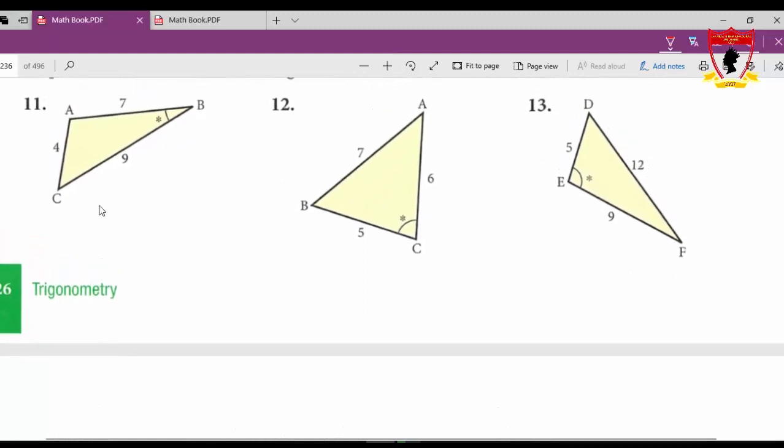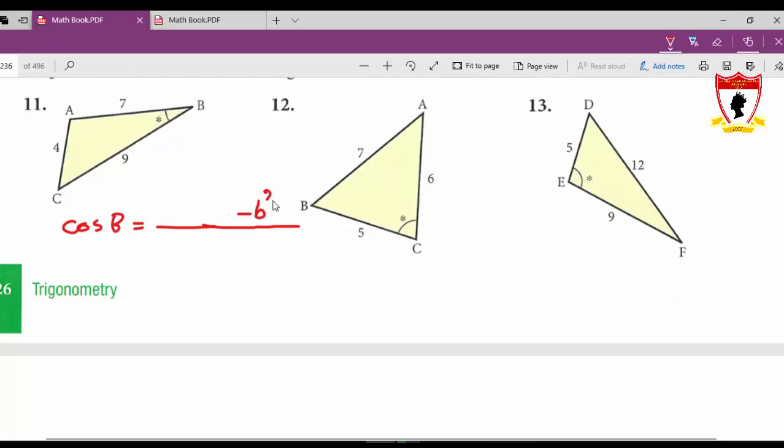I have to find angle B, then cosine of B. Cosine of B, this is B. So I know after the negative must be B squared, and here is A squared plus C squared. Since it's B, the denominator will be 2AC. There shouldn't be any B here.